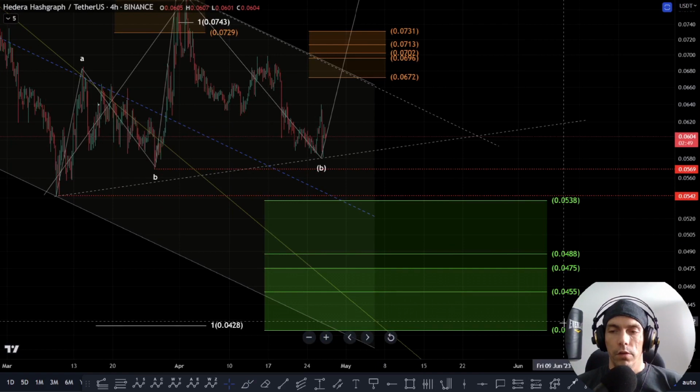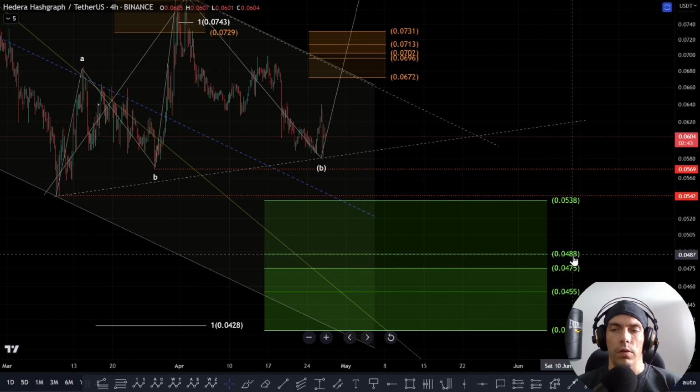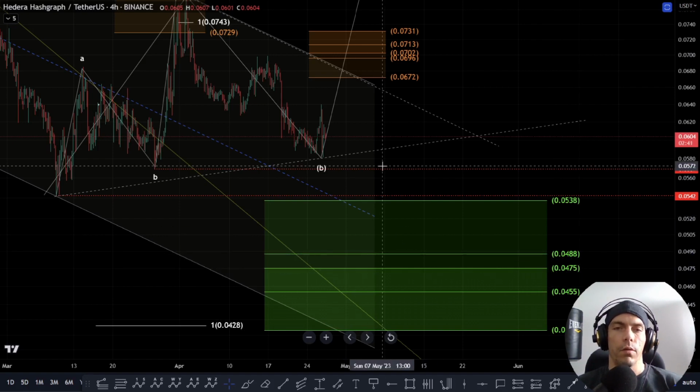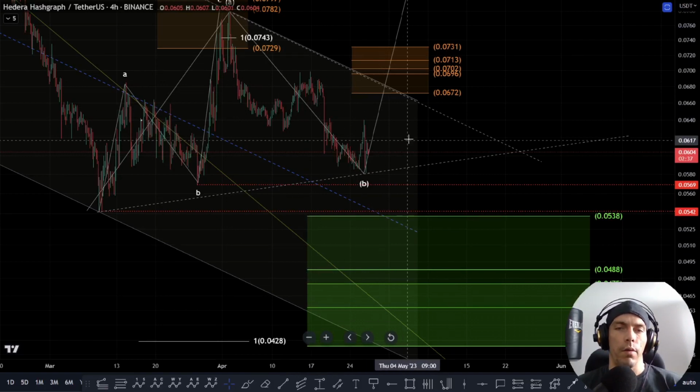If we do break down into this zone, like I said, this 0.425 is going to be an interesting area, as well as higher up here towards the zone of the 0.488 to the 0.475. I would be keeping an eye on those two areas if we do break down in a bigger wave here.